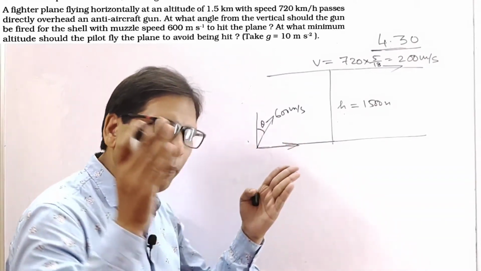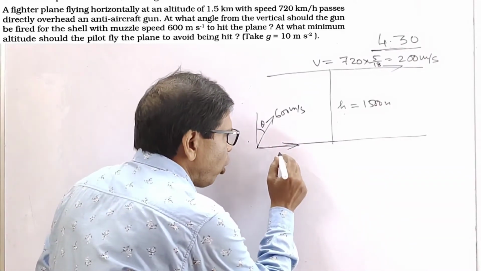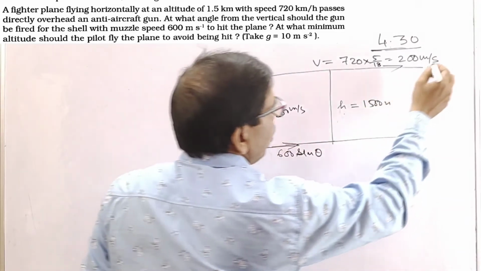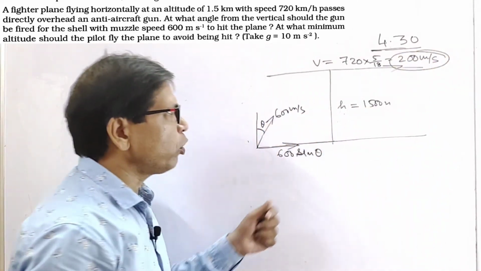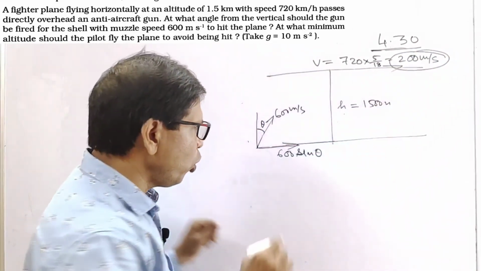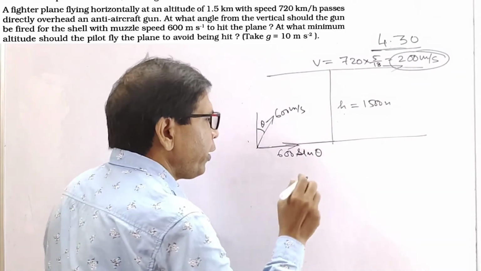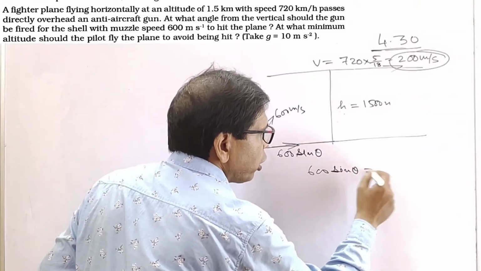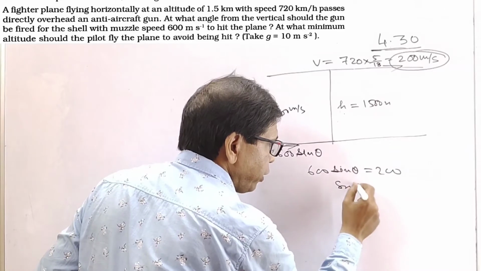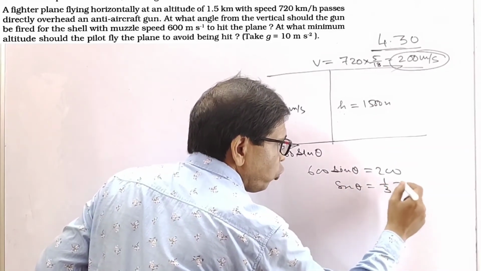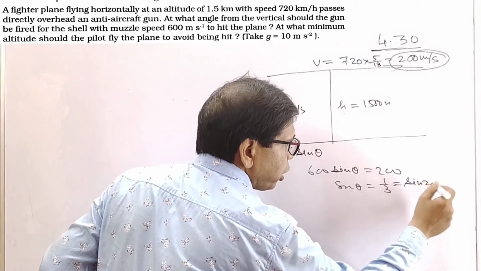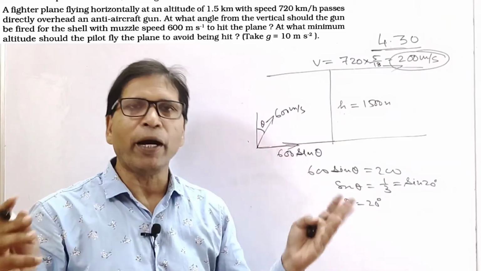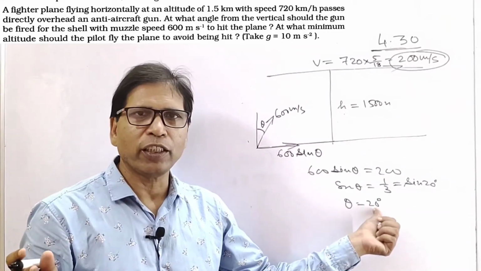The bullet hits the fighter plane if the horizontal component of velocity 600 sine theta is equal to the velocity of the fighter plane. So the bullet hits that fighter plane if 600 sine theta equals 200. So sine theta equals 1/3. This is sine almost 20 degree. Therefore theta equals 20 degree. So the angle made by the bullet with the vertical is 20 degree.